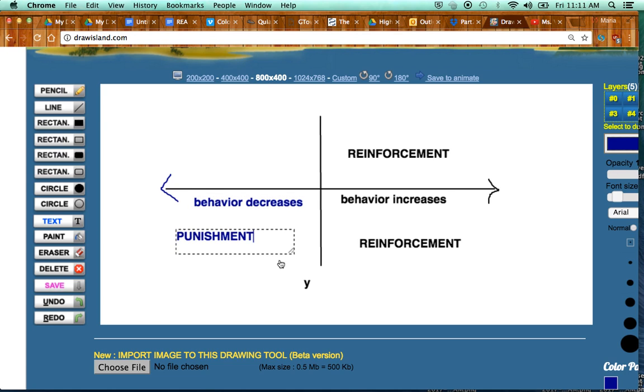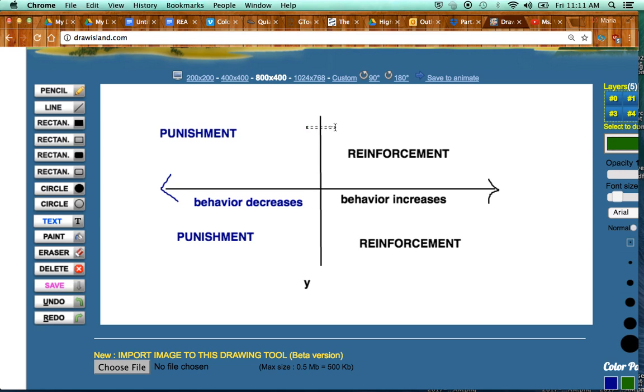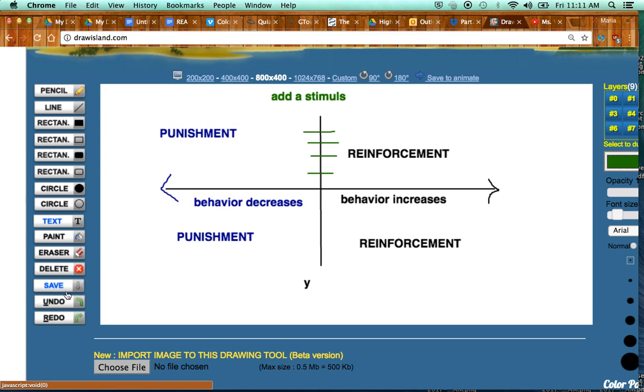Okay, keep going, Justin. Now we're going to add the y-axis. The way I think of the y-axis is adding or taking away a stimulus. So for a positive, we would be adding a stimulus on the upper side. So positive reinforcement is when you want to increase a behavior, so you add a pleasant stimulus. And when you want to increase a behavior, but you're going to take away an aversive stimulus, that would then be negative reinforcement. Excellent.